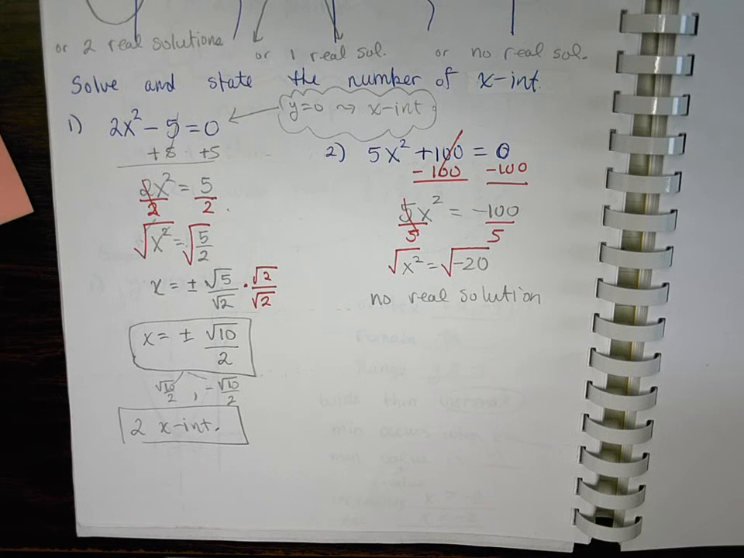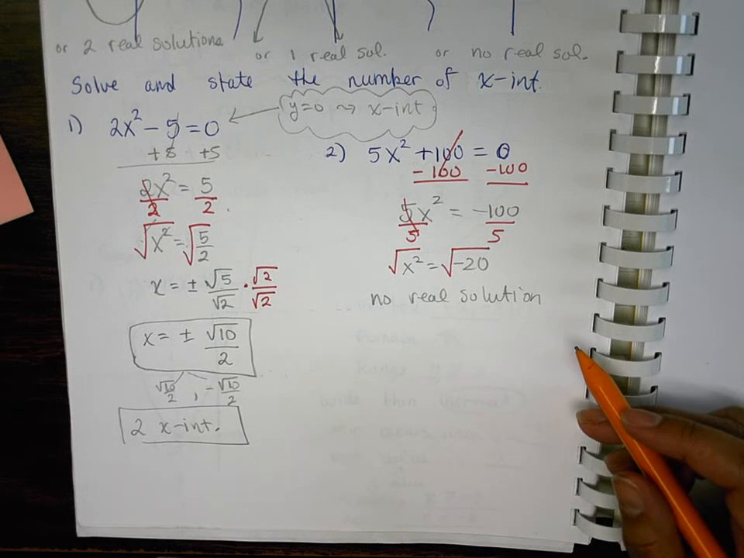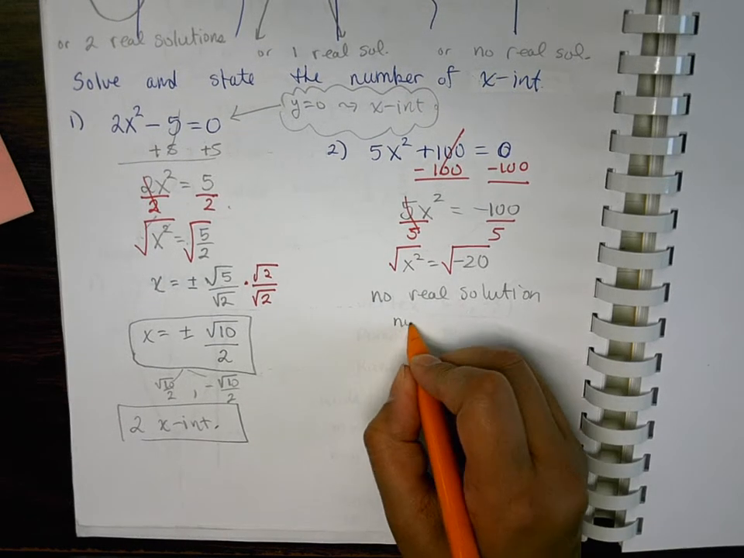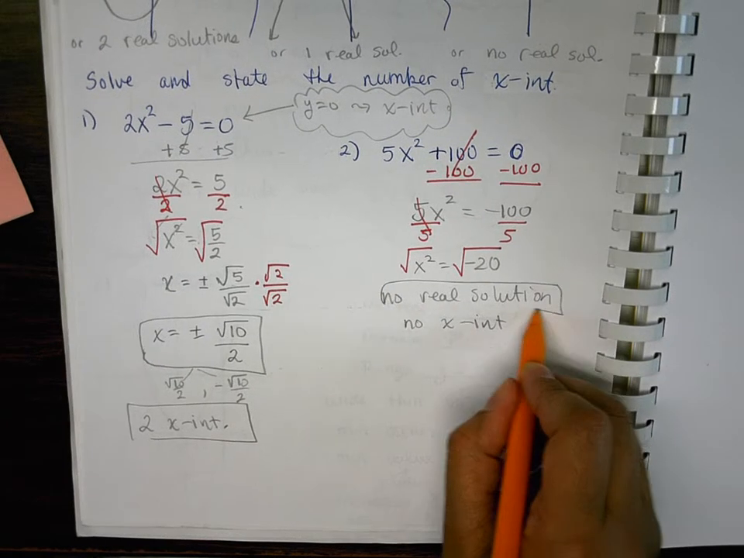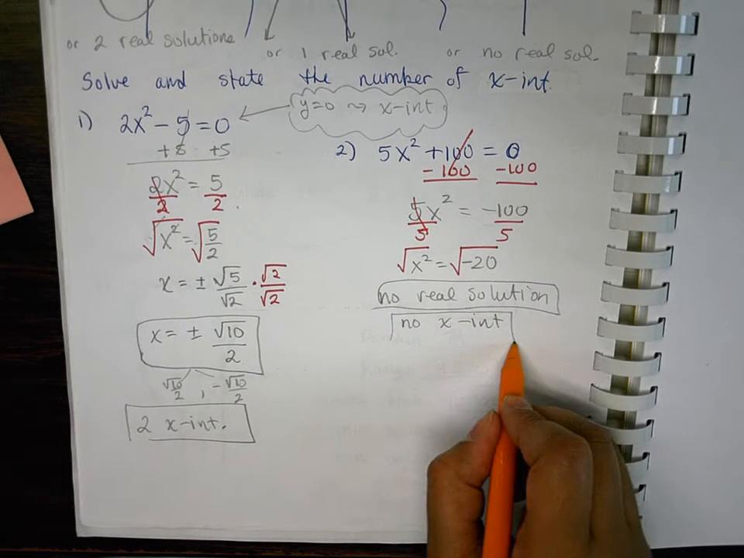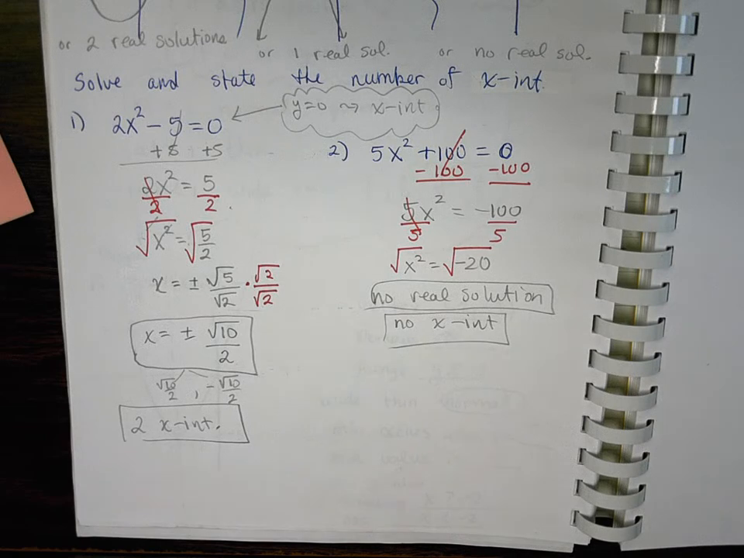What does that mean about our x-intercepts? How many x-intercepts do we have? None. No x-intercepts. So you have 2 answers here: no real solution, no x-intercepts. That means your graph is something like, say, this one here.